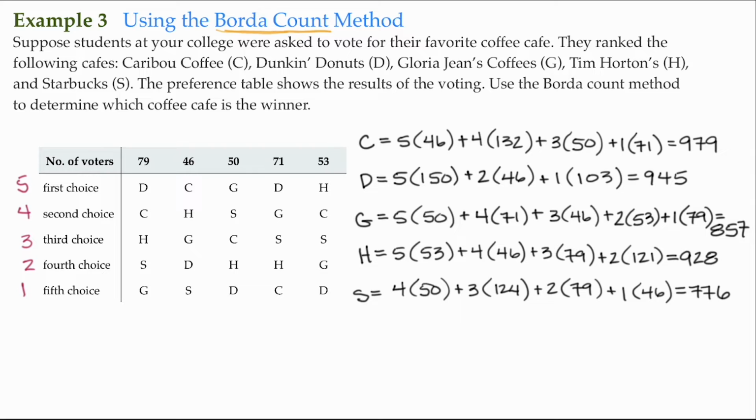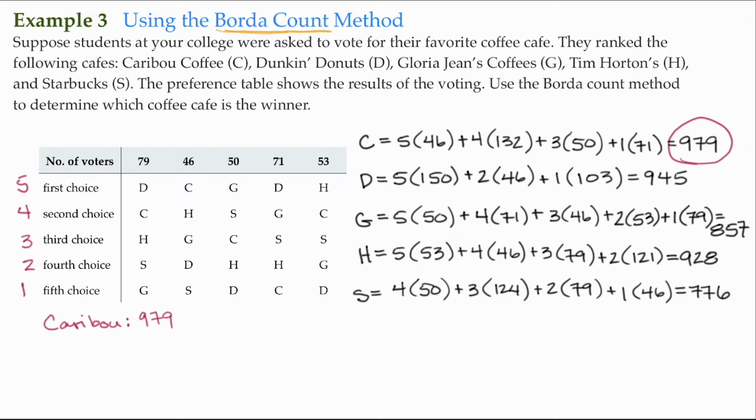So then using the Borda count method to determine which coffee cafe is the winner, that's the one with the highest points. And that's Caribou Coffee. That's right here. So according to the Borda count method, Caribou would win with 979 points.